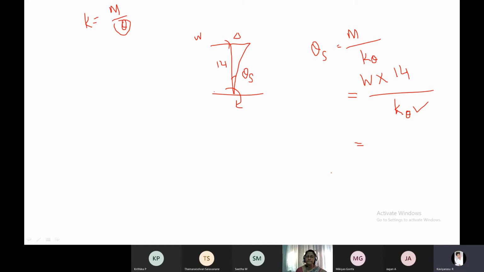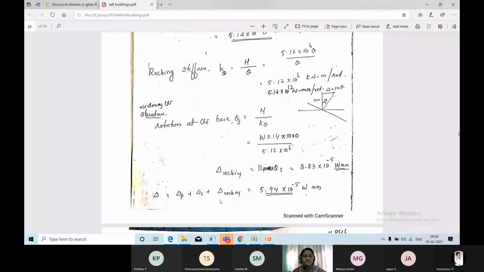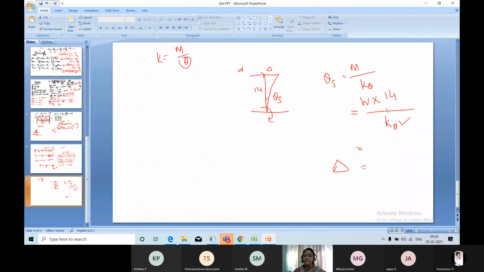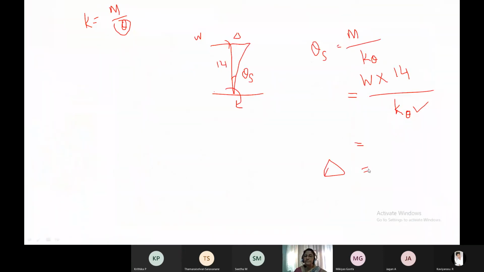Not that delta 5.12. Delta we have to calculate now here. Wait, what are we talking about now? 5.12 into 10 power 6 is the stiffness, isn't it? So here, how do you calculate this delta?